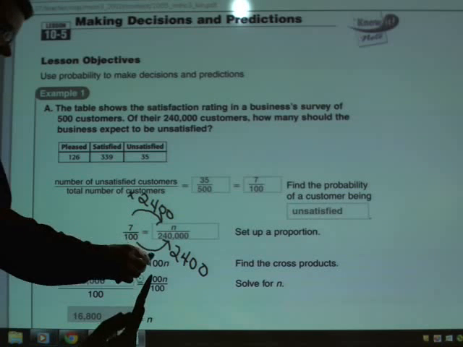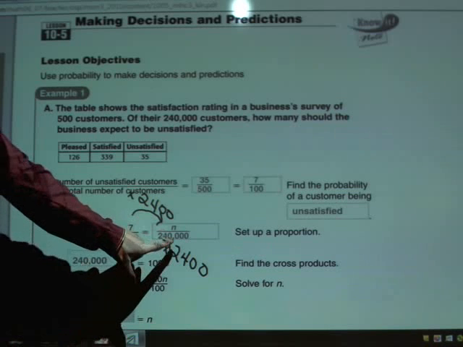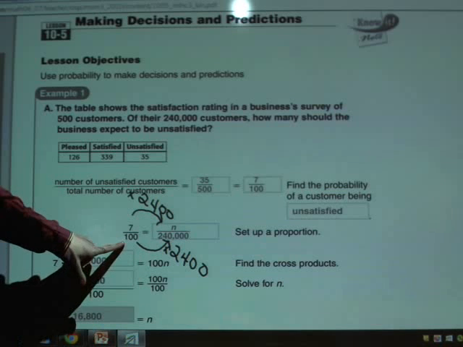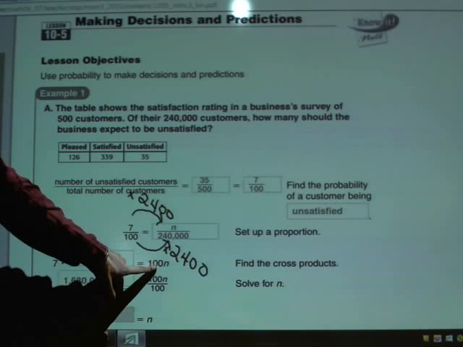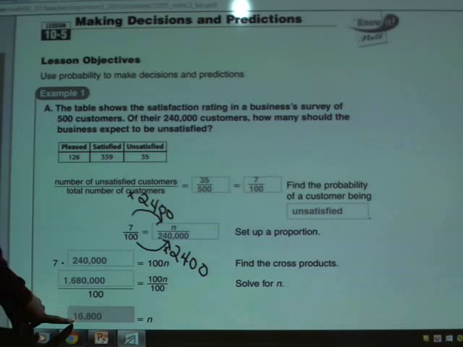What they decided to do instead is they decided to cross multiply to solve. They said 7 times 240,000, which is what you see right here, must be the same as n times 100, which is what you see right here, 100 times n. Then they divided out 100 on both sides, and they came up with a figure of 16,800, which is what the same thing would have been if I would have taken my 7 and multiplied by 2,400. So out of 240,000 customers, we would expect that about 16,800 would be unsatisfied then in context of the question.